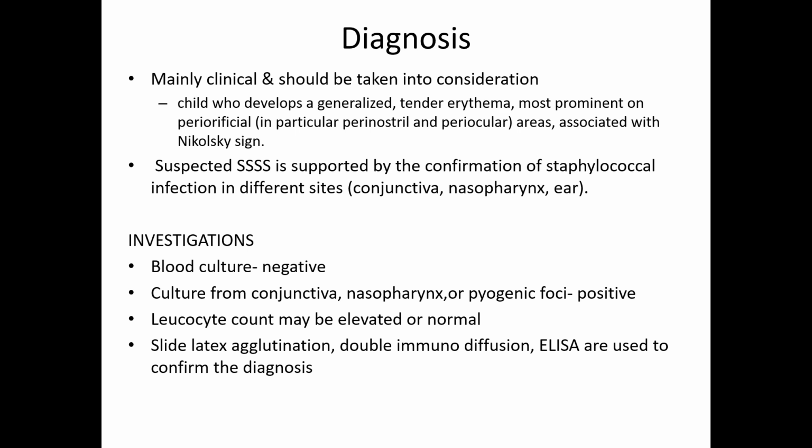So diagnosis is mainly clinical, in a child who develops generalized tender erythema, most prominent periorificially. Nikolsky sign is positive. Suspected SSSS is supported by the confirmation of staphylococcal infection at a different site. Investigation: blood culture most of the time is negative. Culture from conjunctiva, nasopharynx and pyogenic foci are positive. Leukocyte count may be elevated or may be normal. Latex agglutination test, double diffusion, ELISA are used to confirm the diagnosis.